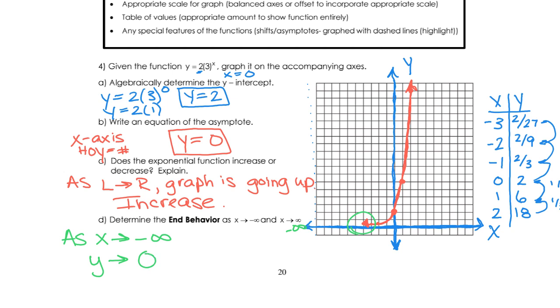And then we can go ahead and say as x approaches positive infinity, and on the x-axis, positive infinity is down there. Okay, and so we're going to be looking at this end, and that end is going up, up, up, up, up. And so we're going to say y is approaching positive infinity. Okay. All right. So that is the end of our notes.